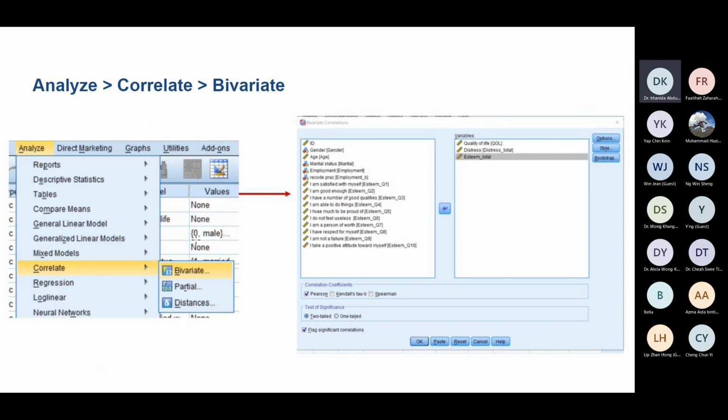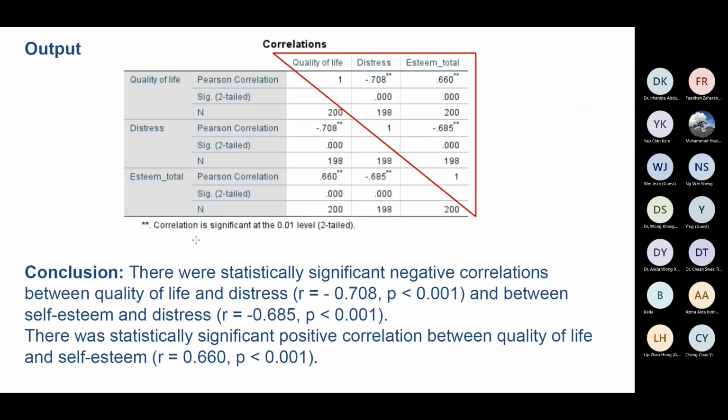Underneath there, under correlation coefficient, we tick Pearson and then flag significant correlation. Okay, and click OK. You will get the output like this. So the triangle that I highlighted here is the result that we want to see.